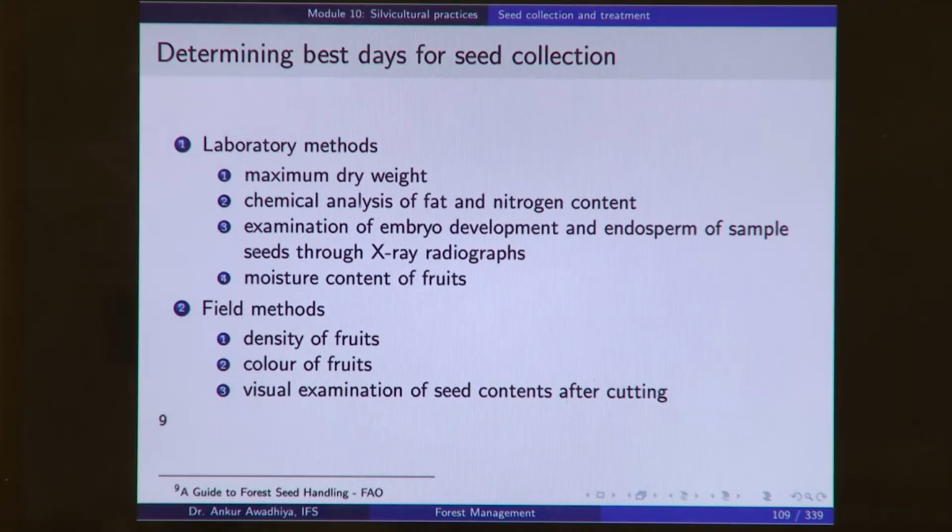Now, when we are doing seed collection, we need to determine the best days for seed collection. Typically, seeds are collected in the seed years when the plants have a very large production of seeds. But even in the seed year, the particular day when you should be doing the collection is determined by either laboratory methods or field methods.